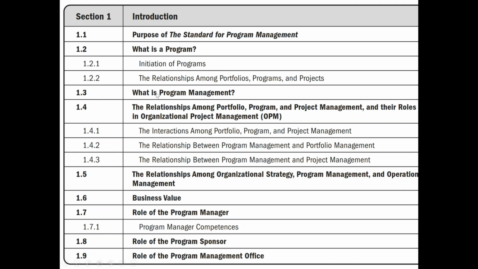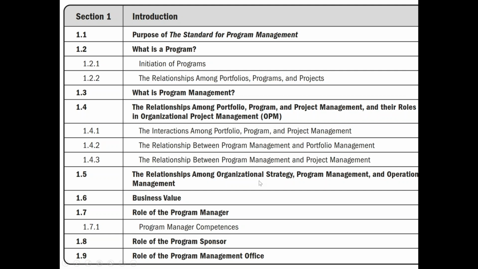Then in 1.3, we will talk about program management itself. 1.4 will cover the relationship among portfolio, program and project management and their role in the overall organizational project management. This we will take under 3 further subheadings. First would be the interaction amongst portfolio, program and project management, then the relationship between program and portfolio, and then the relationship between program and project. So these managements will be compared amongst themselves.